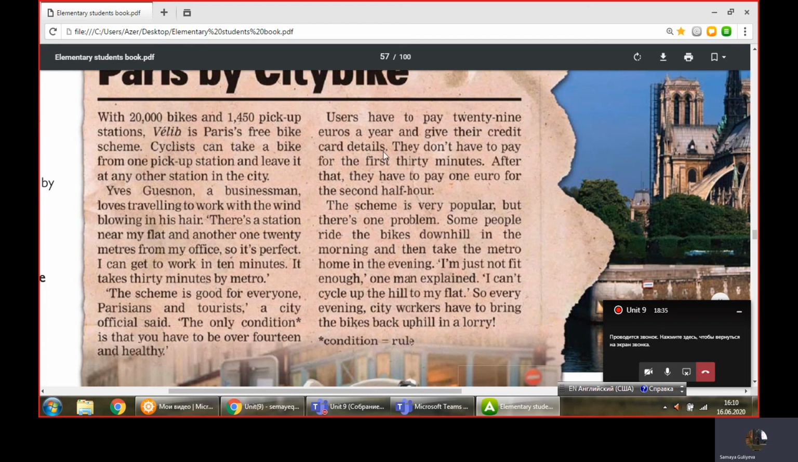Users have to pay 29 euros a year and give their credit card details. They don't have to pay for the first 30 minutes. After that, they have to pay €1 for the second half hour. The scheme is very popular, but there is one problem. Some people ride the bikes downhill in the morning and then take the metro home in the evening. I'm just not fit enough, one man explained. I can't cycle up the hill to my flat. So every evening city workers have to bring their bikes back uphill in a lorry.